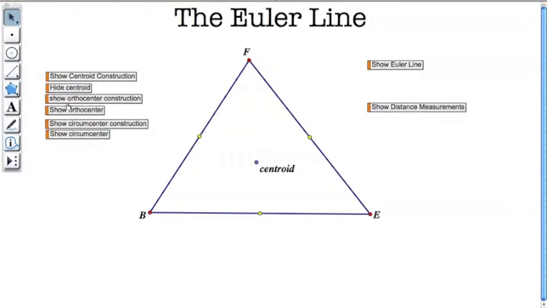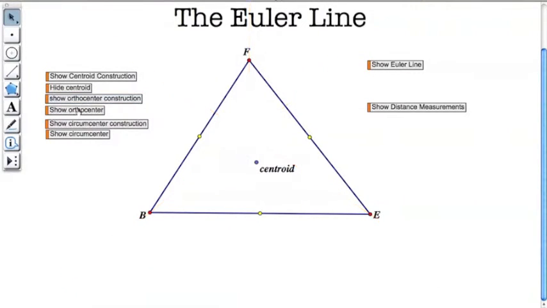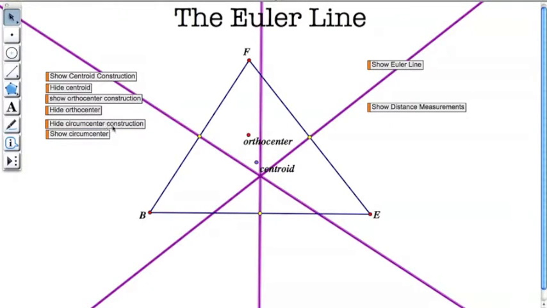The orthocenter is constructed by finding the altitudes of each of the sides, like so. And again, the intersection of all three lines is the orthocenter. The circumcenter is found by finding the perpendicular bisectors of the three sides. And the circumcenter would be where the three lines intersect.